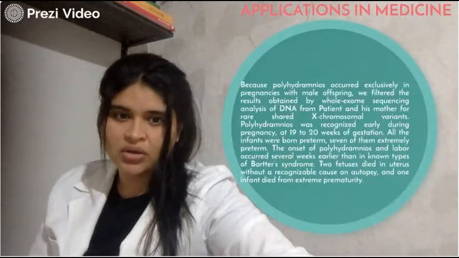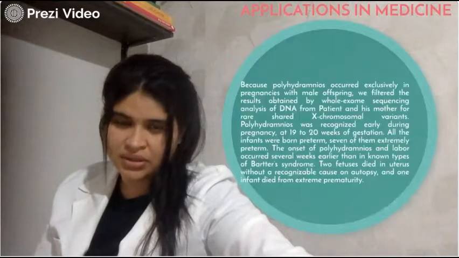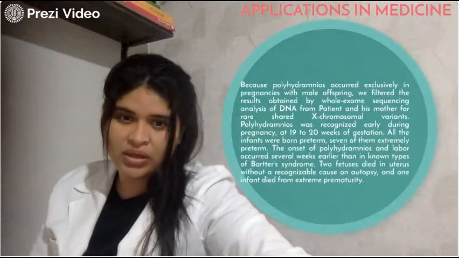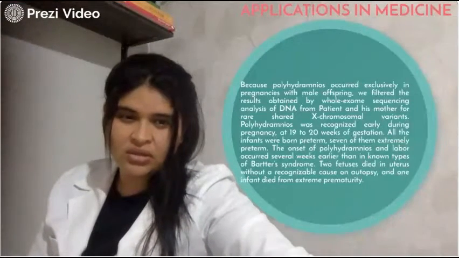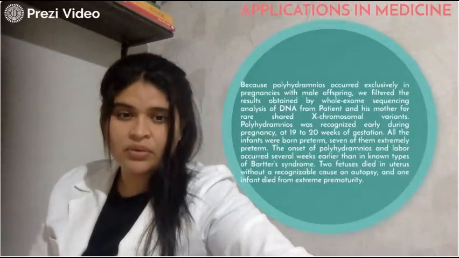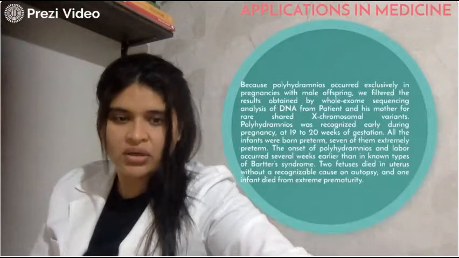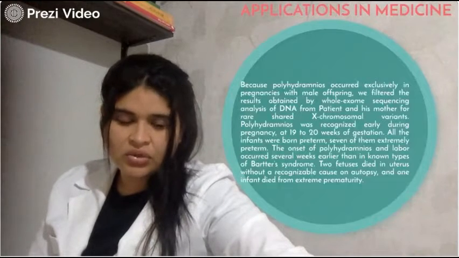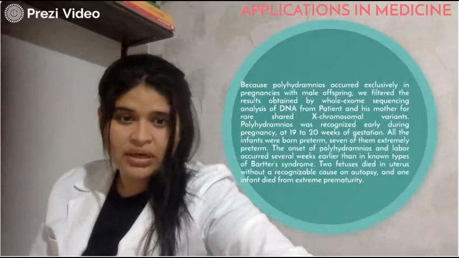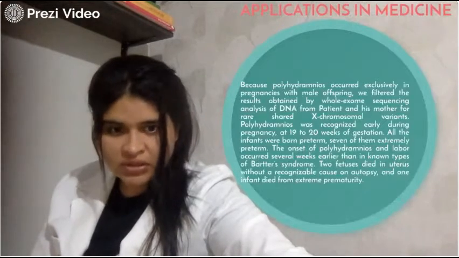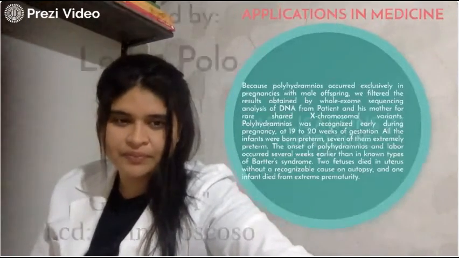Polyhydramnios was recognized early during pregnancy at 20 weeks gestation, or the infants were born preterm. The onset of polyhydramnios and labor occurred several weeks early, in an unknown type of Bartter syndrome. Two fetuses died in utero without a recognizable cause on autopsy, and one infant died from extreme prematurity.